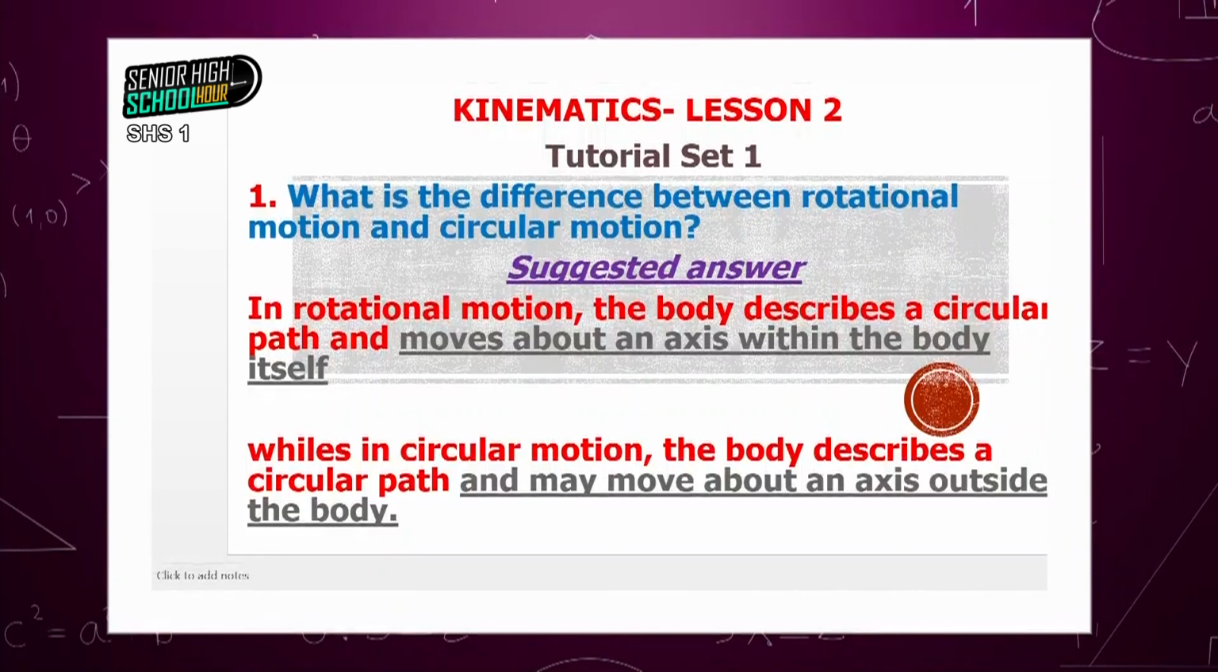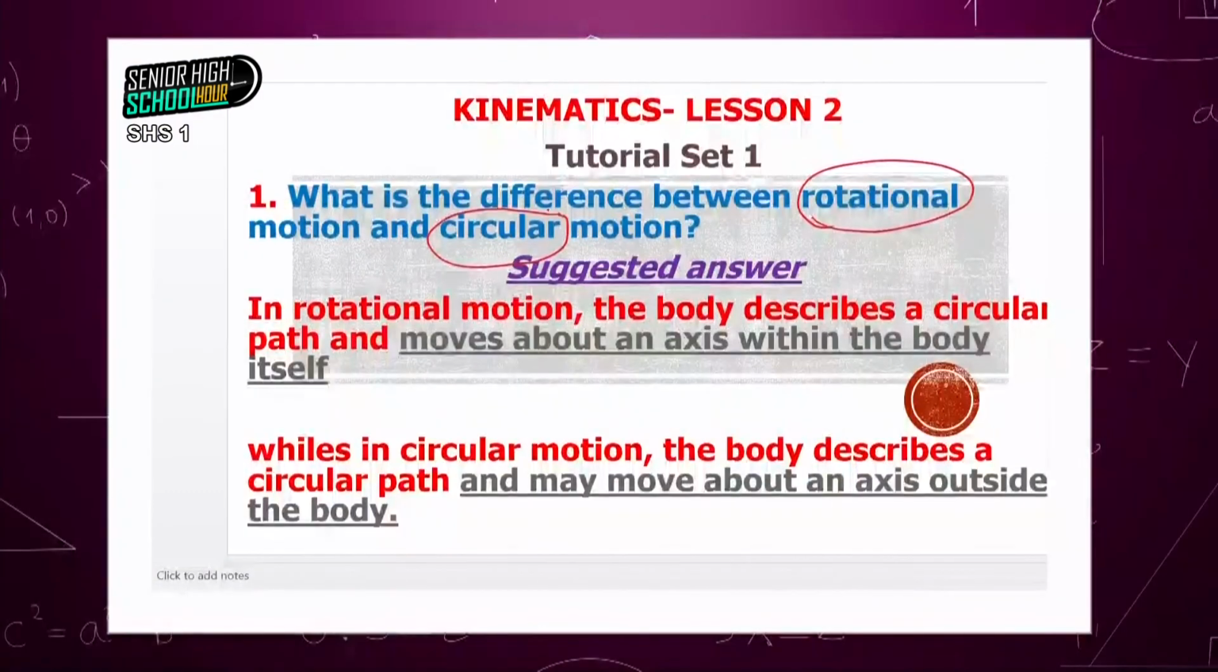It says, what is the difference between rotational motion and circular motion? We've come across the types of motion in our first lesson. Now we have been asked to tell the difference between rotational motion and circular motion. So we can say that in rotational motion, the body describes a circular path and moves about an axis within the body itself. So when the body is undergoing rotational motion, one, it will describe a circular path. That is true. Two, the body will move about an axis, and this axis is found within the body.